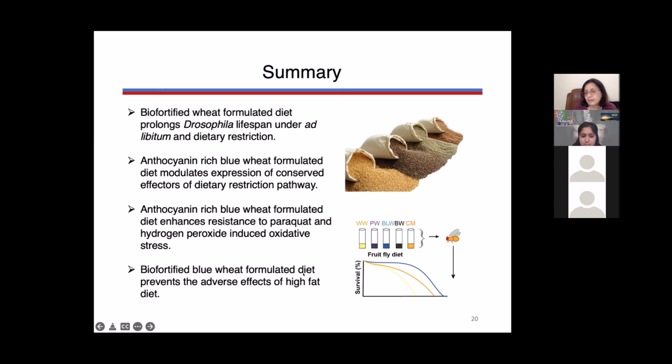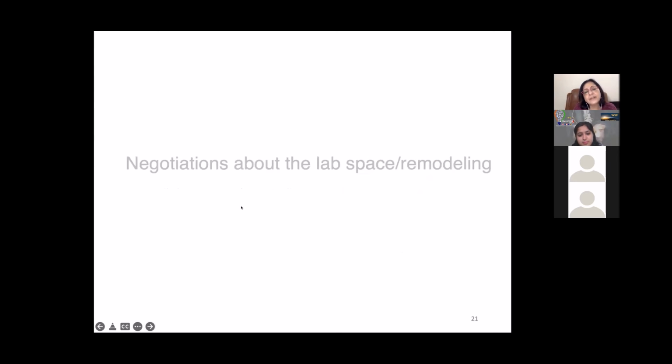So these are the kind of experiments that we are doing in the lab. And this is just to provide a flavor. I didn't put much data, but we have these 2 stories published in the last 4 years. And the topic that I want to talk about, which has been most positive for me, is the negotiations for lab space and remodeling of the lab.